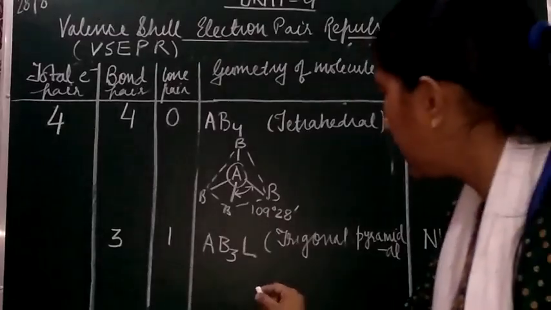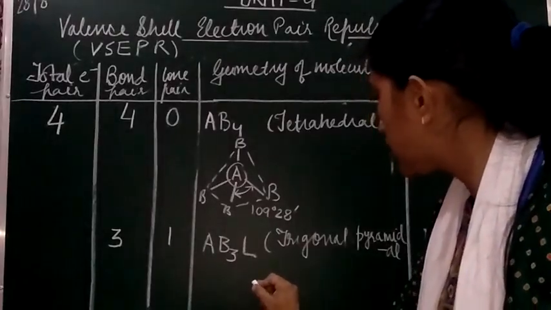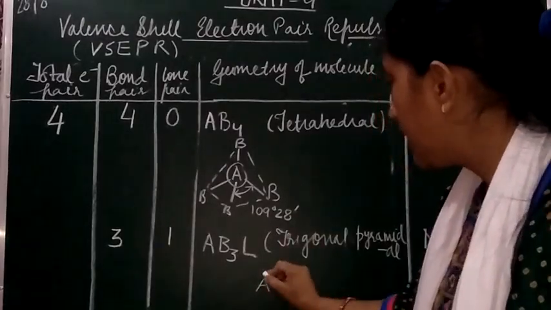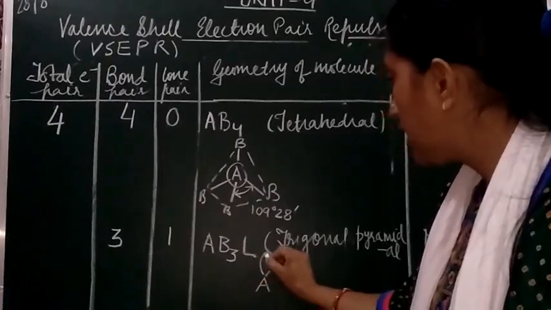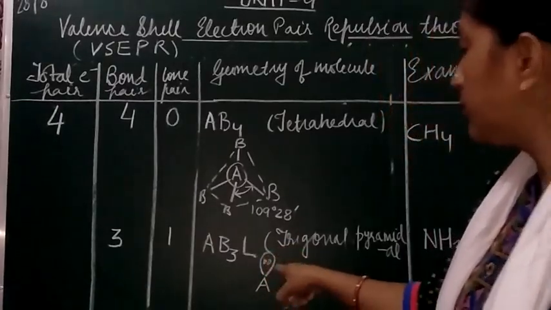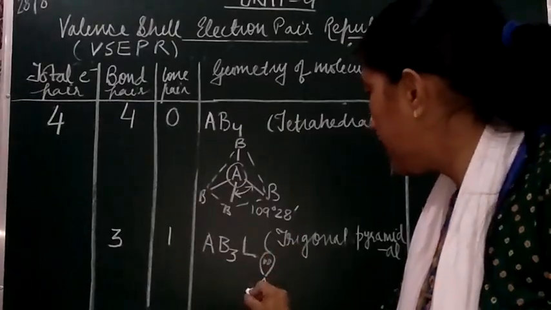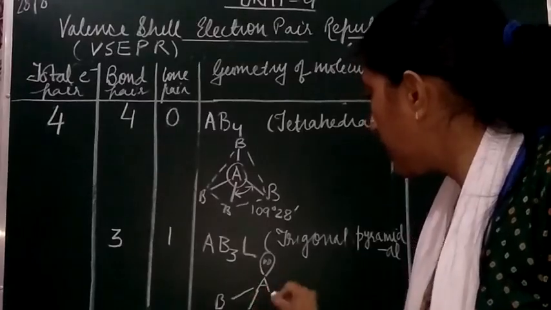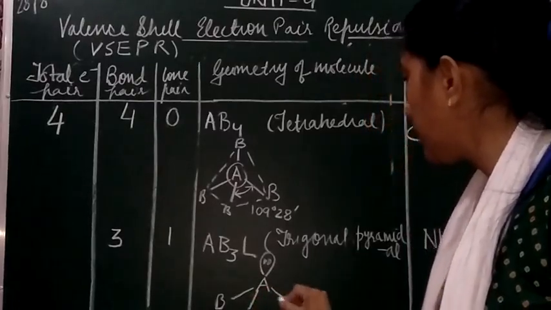Now students, what will happen here? The central atom is this one, right? It will get a lone pair. Either you write it as L or you can put a lone pair over there. And this is 1 bond pair. This is another bond pair. And this is the third bond pair, right?